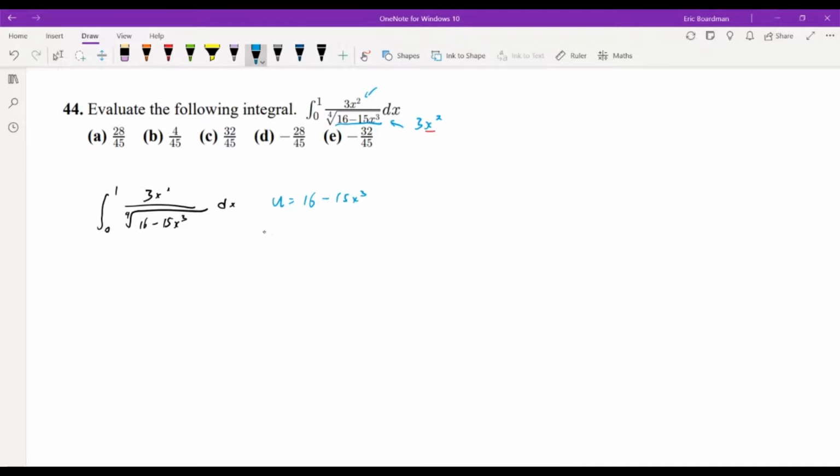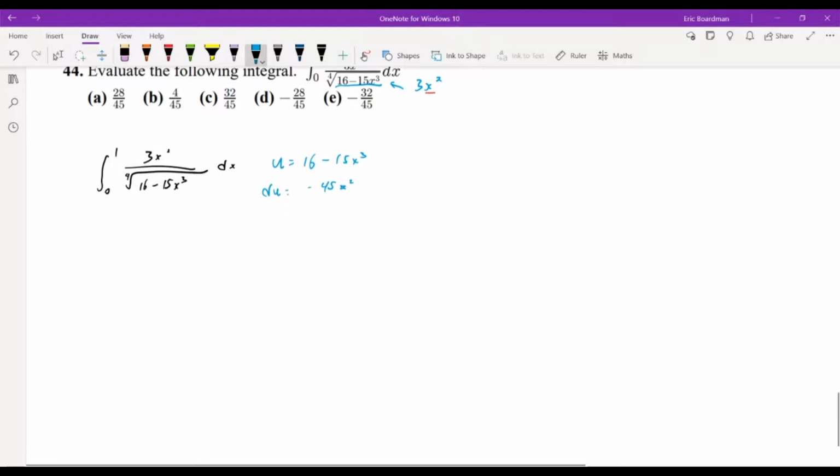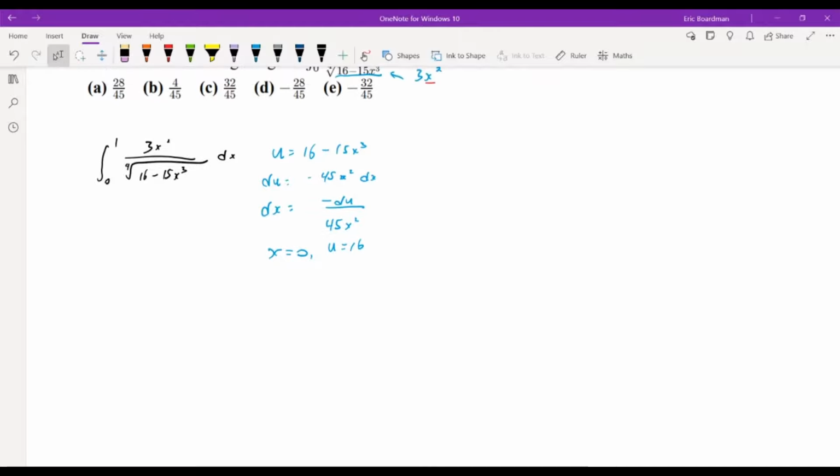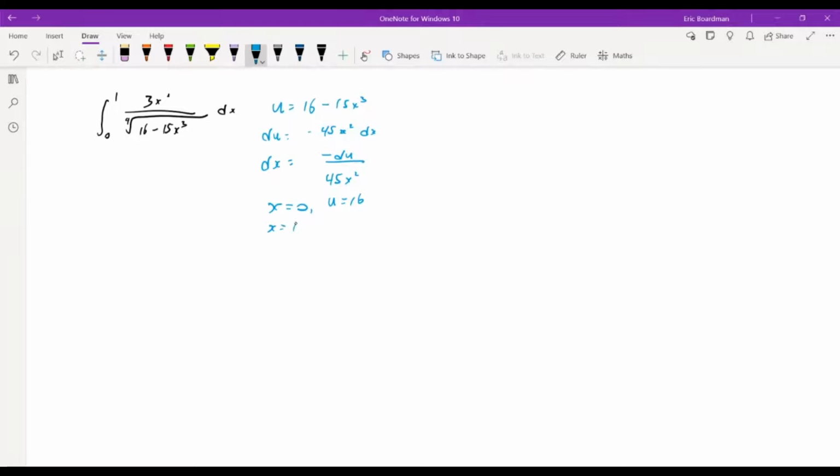Now we can take the derivative, and we see that du equals negative 45x squared dx. If we isolate for dx, dx equals negative du over 45x squared. Now we can sub this in, and you also want to change the bounds of integration. When x is 0, u equals 16, since 15 times 0 cubed is 0, so 16 minus that is 16. When x equals 1, u equals 16 minus 15 times 1 cubed, which is 15, so 16 minus that is just 1.